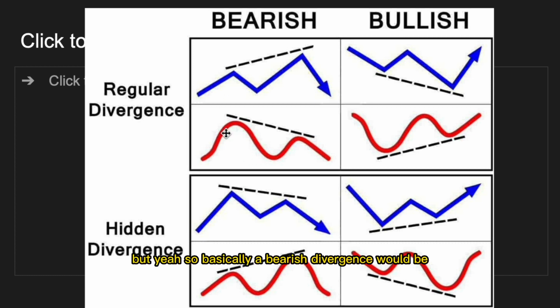But yeah, so basically a bearish divergence would be when you're making higher highs and higher lows, but when you look at your RSI, you're actually making lower highs and lower lows. It's the complete opposite. So that would signify a bearish divergence, and we would either want to set a stop loss, like we said, take profits at that high, or maybe look for a short entry.